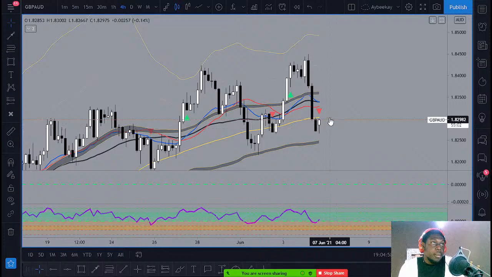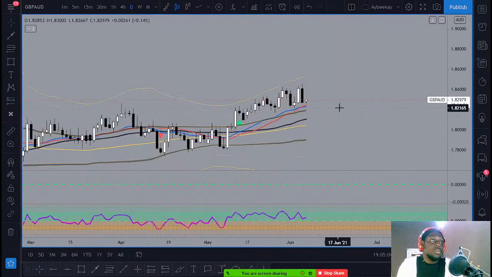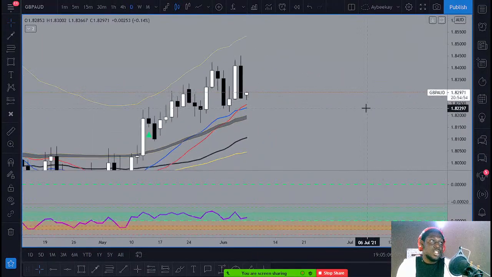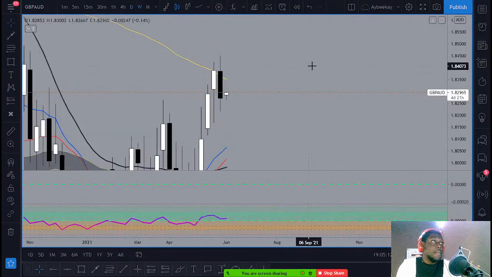Yep, bearish on that. And then what does daily look like? Daily looks, oh man, look at the daily candles. Come on, this looks like a tweezer tops to me right here. I'm not gonna buy this right now.